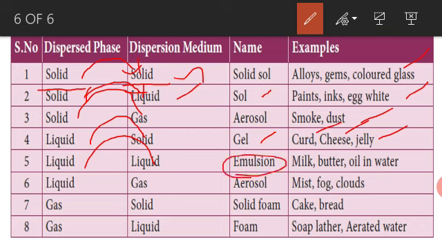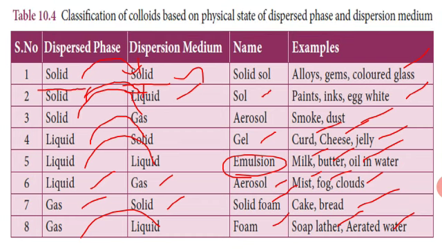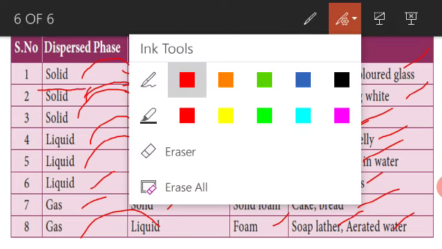Emulsion means cloudy, like a thick mixture. That is milk, butter, oil in water, that is an emulsion. And liquid in gas, aerosol, mist, fog, clouds. Gas in solid, solid foam, cake, bread. Gas in liquid, foam, soap. Soap foam, you know, that is gas in liquid. Aerated water. This is the difference between the physical dispersed phase and the dispersion medium.